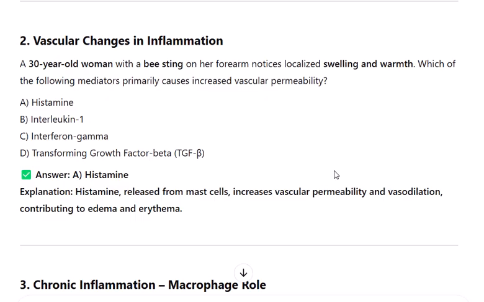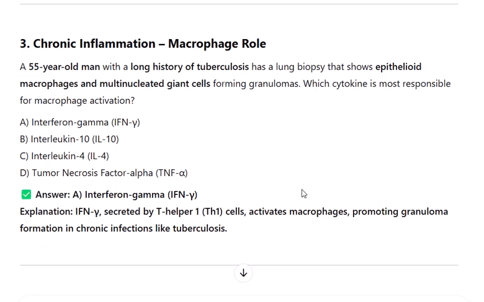3. Chronic inflammation, macrophage role. A 55-year-old man with a long history of tuberculosis has a lung biopsy that shows epithelioid macrophages and multinucleated giant cells forming granulomas. Which cytokine is most responsible for macrophage activation? A. Interferon gamma, IFN-gamma, B. Interleukin-10, IL-10, C. Interleukin-4, IL-4, D. Tumor necrosis factor alpha, TNF-alpha. Answer A. Interferon gamma, IFN-gamma. Explanation. Secreted by T-helper 1, Th1 cells, it activates macrophages, promoting granuloma formation in chronic infections like tuberculosis.